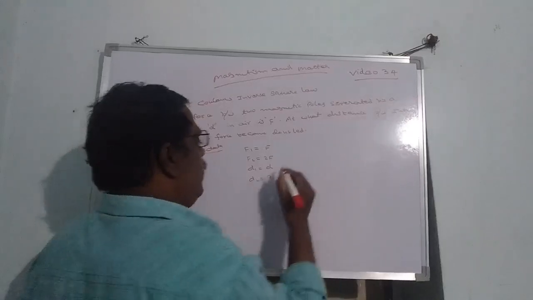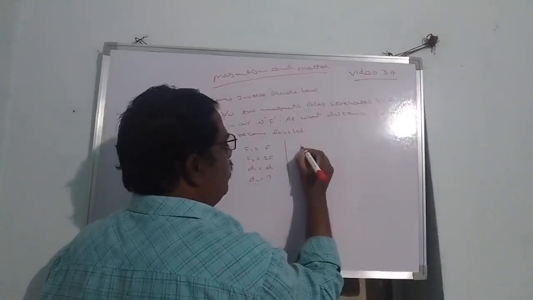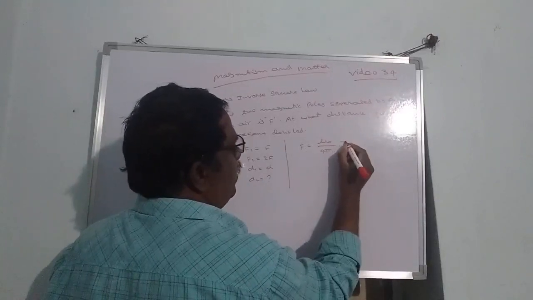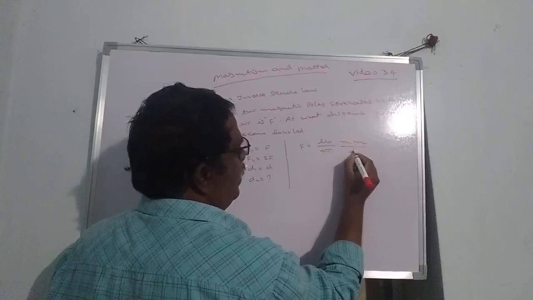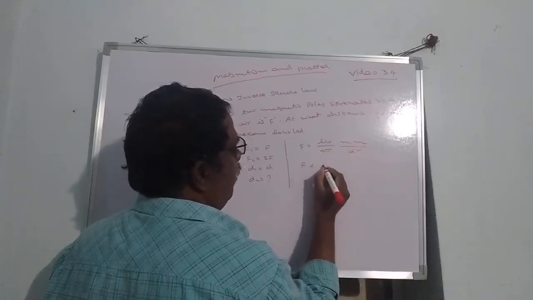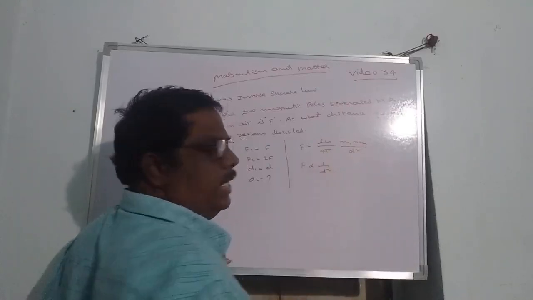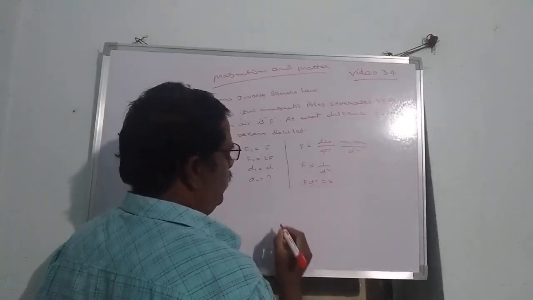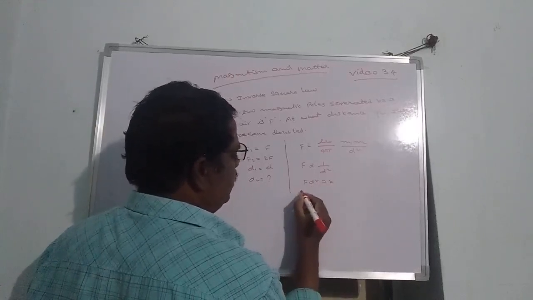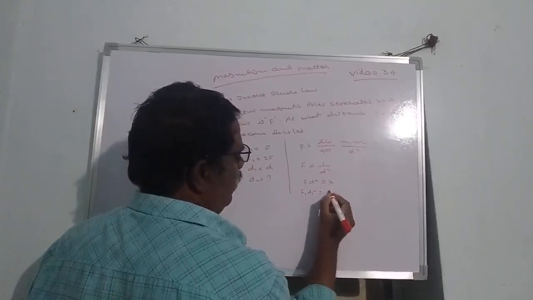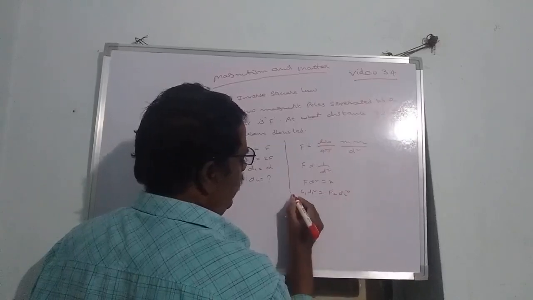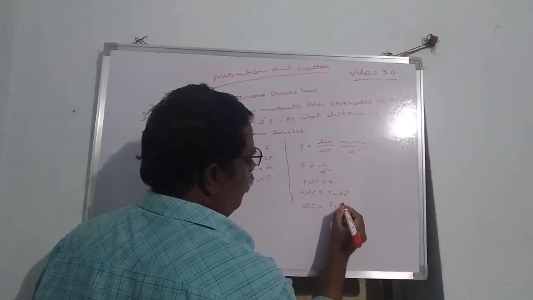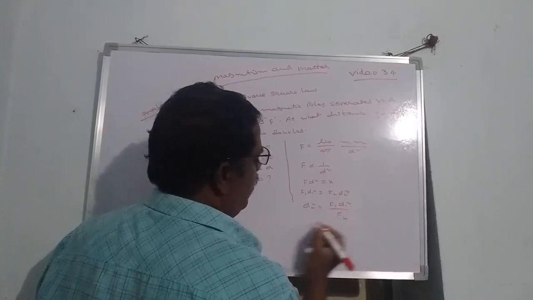What is the relation between F and d? From Coulomb's inverse square law, F is equal to mu naught by 4 pi m1 m2 by d square. That means F is inversely proportional to d square, or F d square is equal to constant. Here there will be two cases. F1 d1 square is equal to F2 d2 square. Therefore d2 square is equal to F1 d1 square by F2.